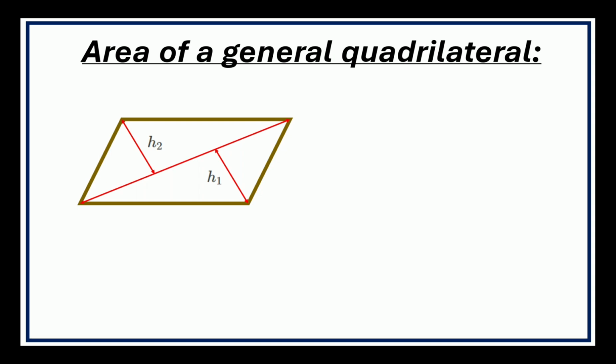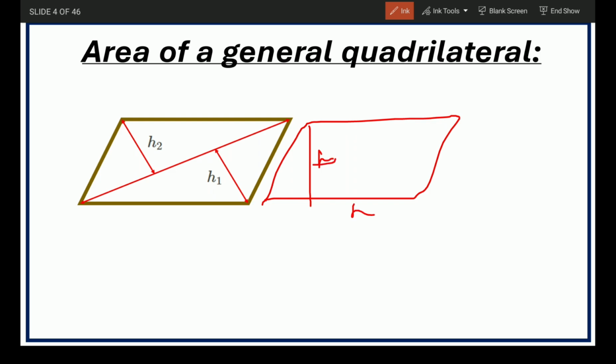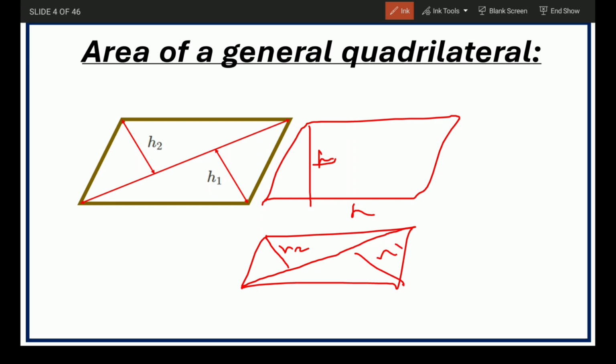It's a parallelogram, right? You can infer that. However, we know the parallelogram's area formula is B into H. However, here they haven't given the base nor the length of this side. So how do we figure out the area when it's given as such? You have a parallelogram, a diagonal passing through it, and a height 2, a height 1. That's what we're going to learn now.